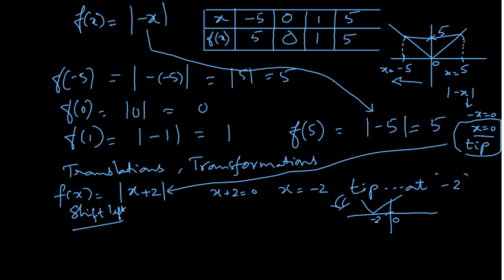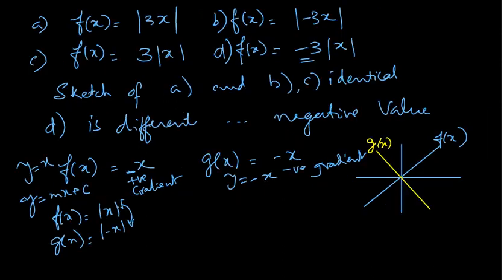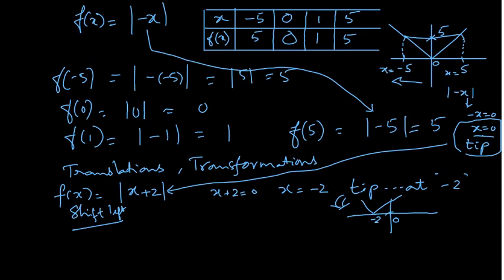f of x equal to mod x plus 2. We know that x plus 2 here indicates that it is shifted left by 2 units. So that's what we gave in the next page. Here itself I wrote the tip is shifted to minus 2.